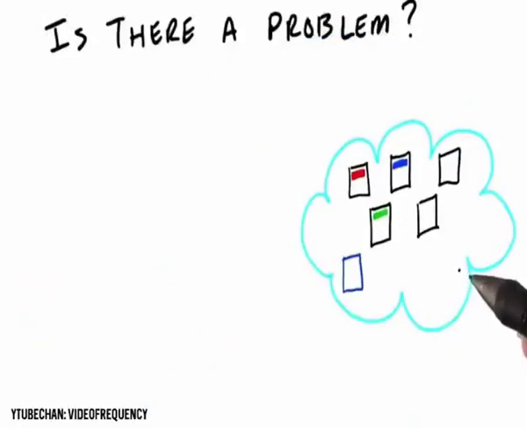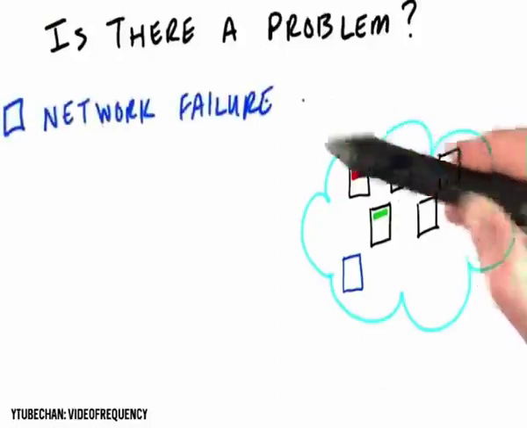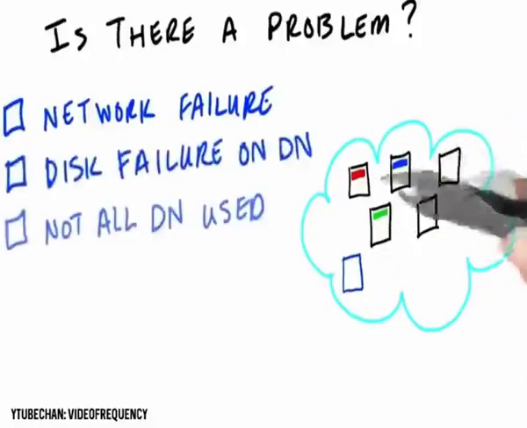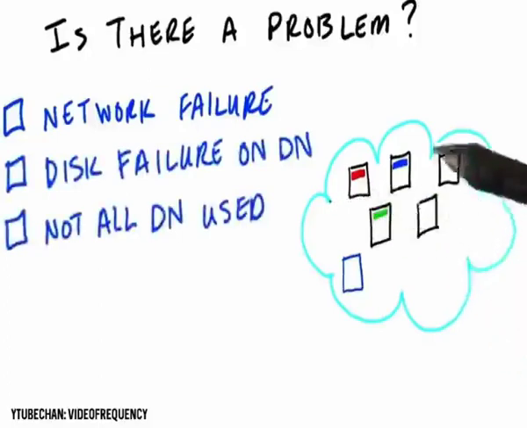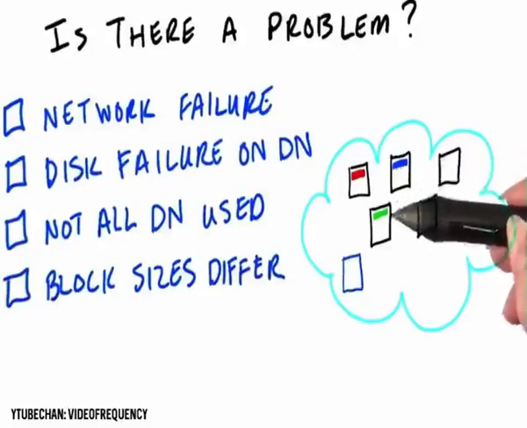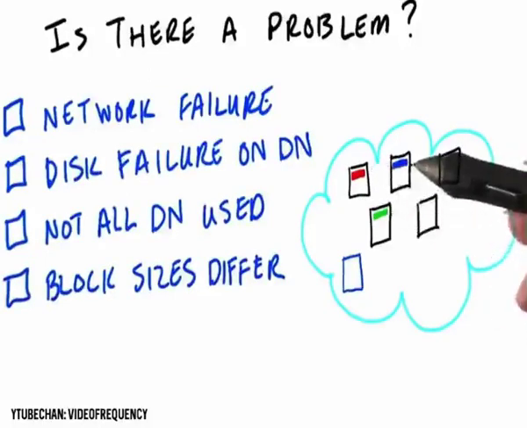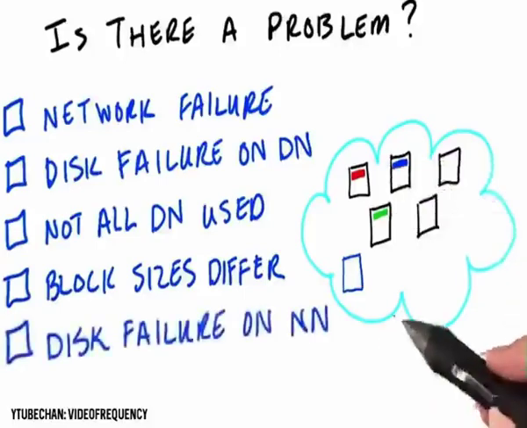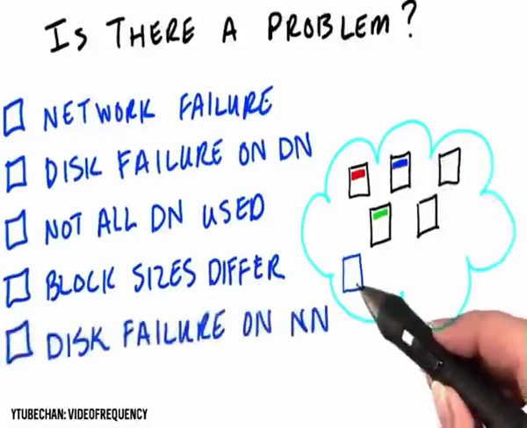That's fine as far as it goes, but there are some problems with this. Take a look at the diagram and see if you can spot where we might run into trouble. For example, let's say there was a network failure between the nodes, or a disk failure on a data node. Do you think it's an issue that not all of the data nodes are used to store data? Or could it be a problem that the block sizes differ? Two of them are 64 megabytes, but one was only 22 megabytes. Finally, do you think it'd be a problem if we had a disk failure on the name node?